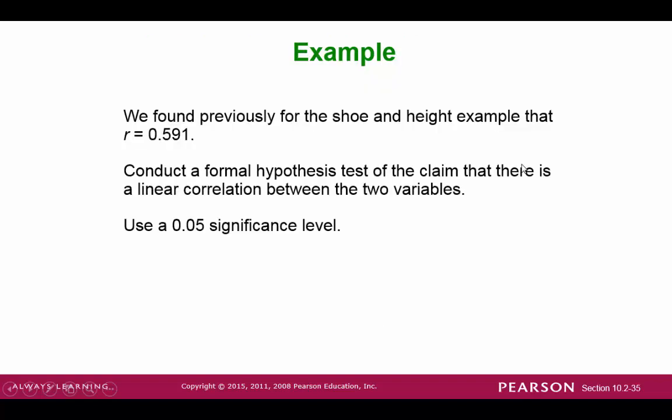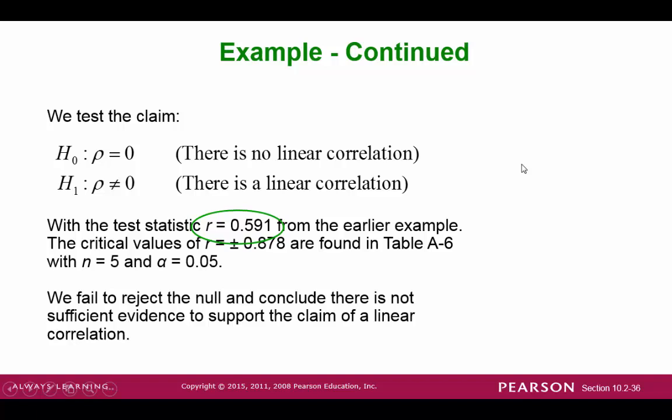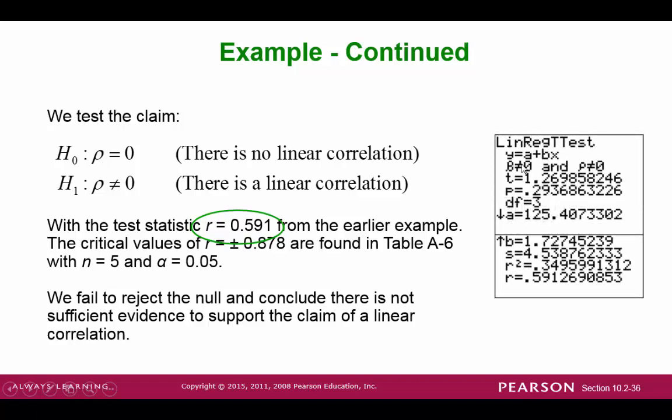So let's do the formal hypothesis test here. So we're going to test the claim that there's correlation, and we set up our null and alternative hypothesis. Now remember, our test statistic is 0.591. So 0.591 is, in our linreg t-test, that value all the way at the bottom, so you have to scroll down to actually get it.